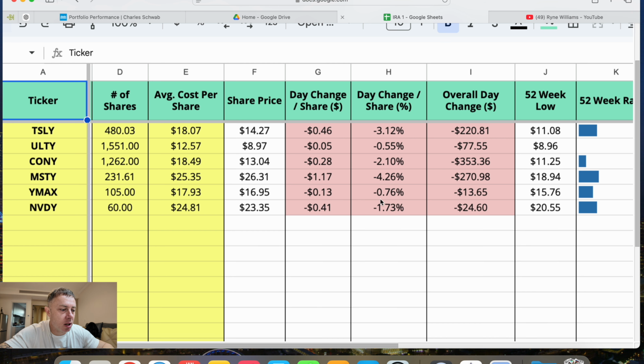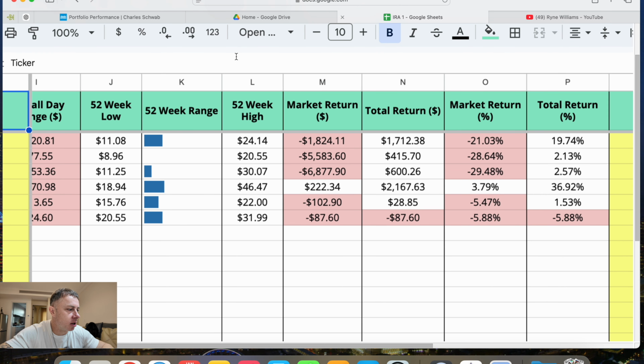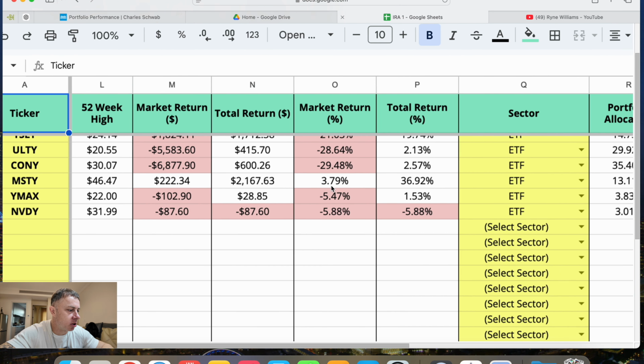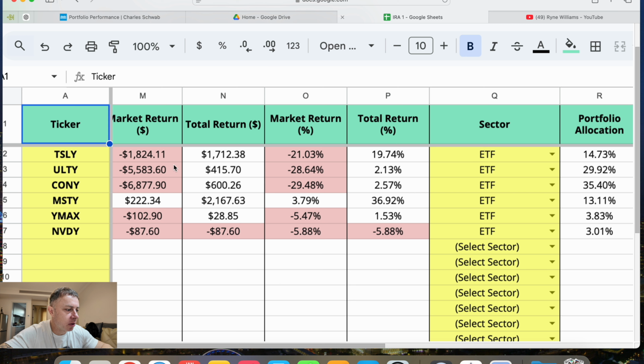But yeah, let's go have a look at the data for the return. I'm not going to show you this day change. I'm just going to show you the big numbers here. So if you look here, Tesla, my market return minus $1,800. Total return is $1,700. So the total return percentage, we've got almost a 20% total return from Tesla. So 20% return is pretty good for the year. Ulti, minus $5,500.